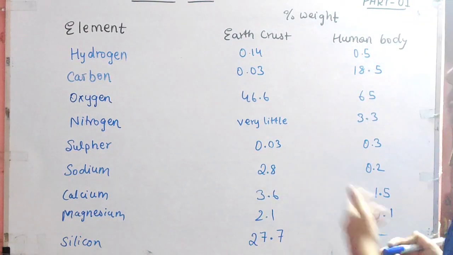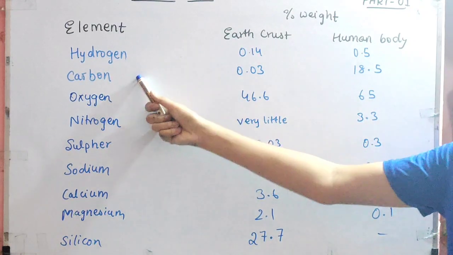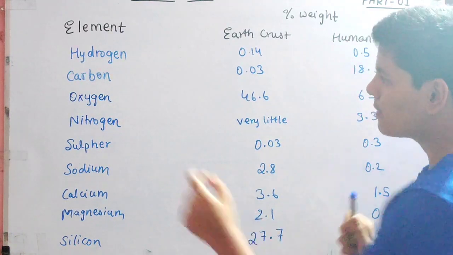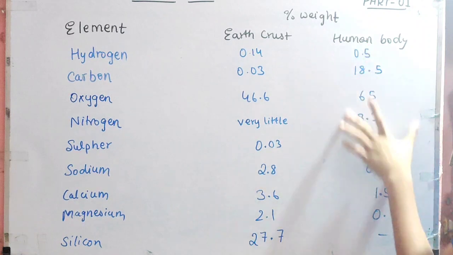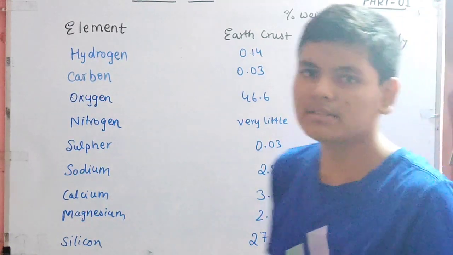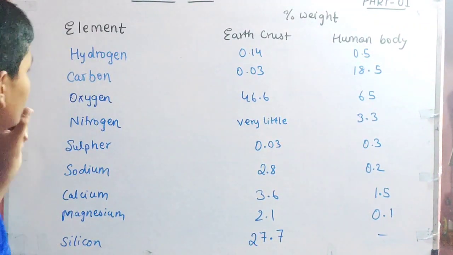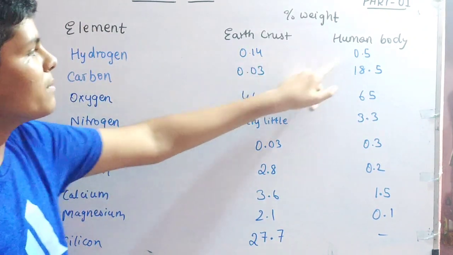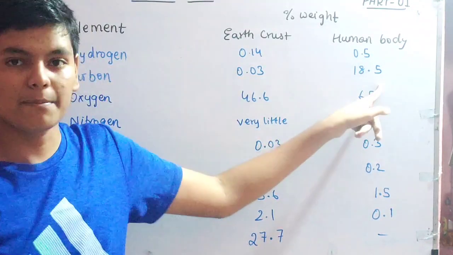So now from this table, what did we find? We found out that all the elements which are present in the earth's crust are present in the human body. From hydrogen to silicon, these things are present in the human body. Silicon is actually negligible in the human body because silicon is not required in the body at all. Now, hydrogen is present in earth's crust in very little amount, but in the human body in a good amount. Carbon is very little in earth's crust, but 18.5% in the human body.